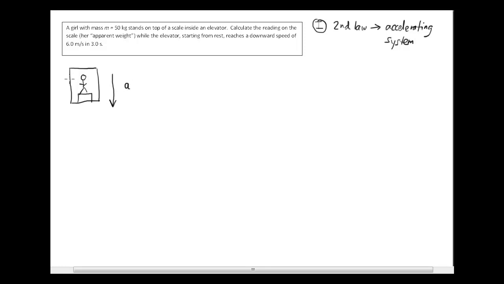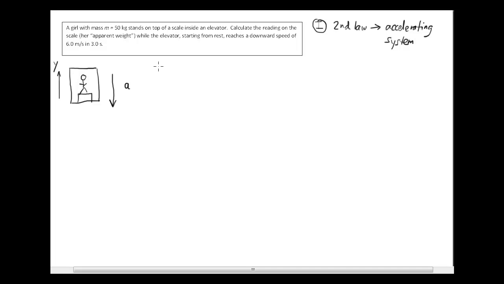But there is a downward acceleration, and as I usually do, I'm going to take the positive direction to be upward. So the y direction, x direction, whatever you want to call it, is in the upward sense, and that will determine the signs of the forces and the sign of the acceleration that we calculate.